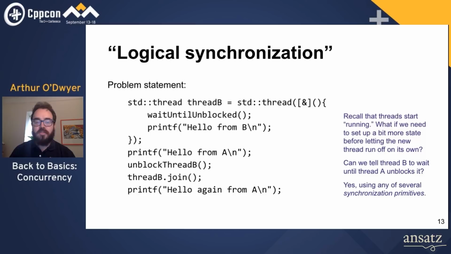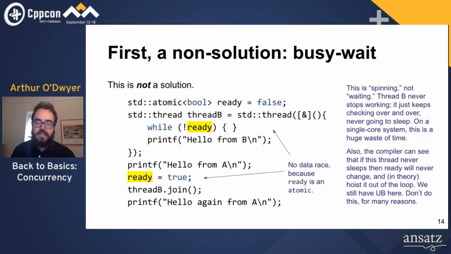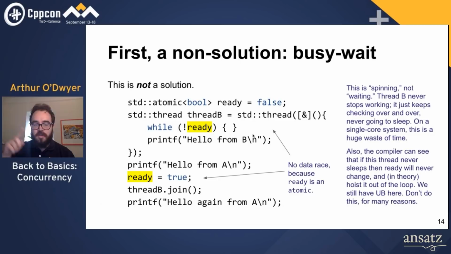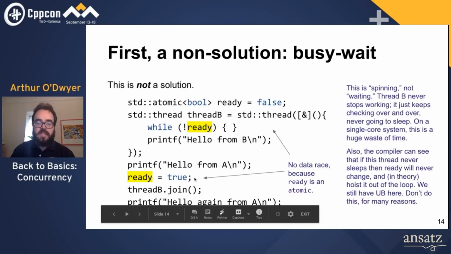So first, a non-solution. This is the busy wait solution. This is what you might actually do if you hadn't attended this talk. You might think, here's what I'll do. I know that I can make an atomic bool where accesses to it don't cause undefined behavior. They all synchronize with each other. And then B will just wait until the ready flag becomes true. And it'll just do a while loop. It'll just zip around in a loop over and over and over. And meanwhile, we'll carry on in A, and eventually A will set ready to true. This is not a data race because ready is an atomic.